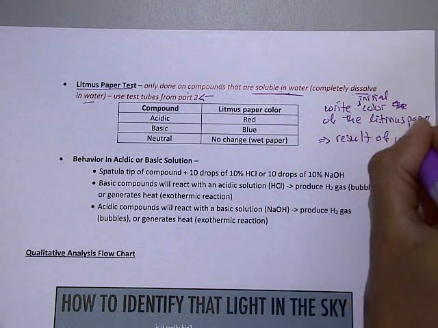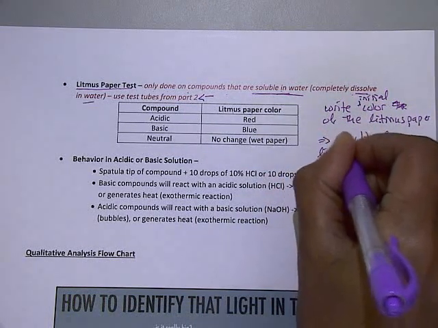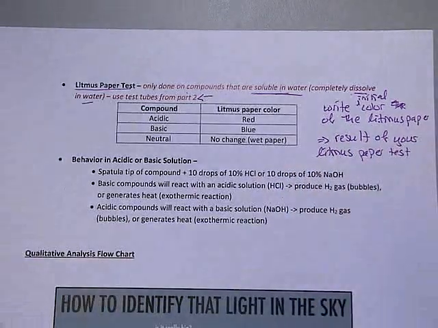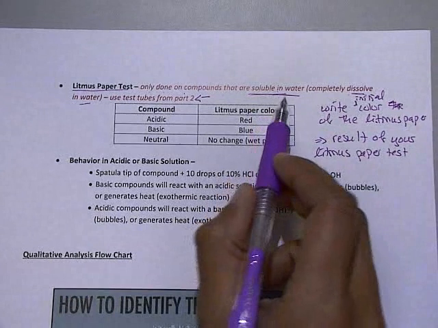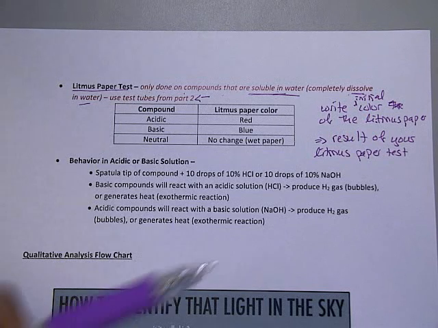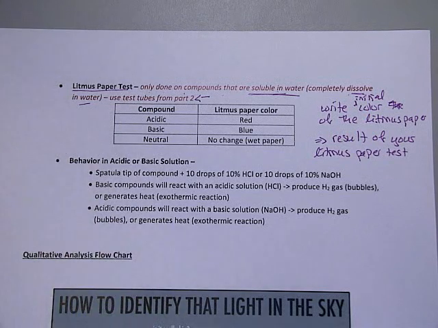Then I want you to write the result of your litmus paper test in your lab notebook. So the result of putting litmus paper into your compounds that are soluble in water. Your lab instructor should demonstrate how to properly do this. Never take a piece of litmus paper, and please use small pieces of litmus paper. It just has to be a little tiny amount. You can even say, again, the tip of the pen. That's how small it has to be.